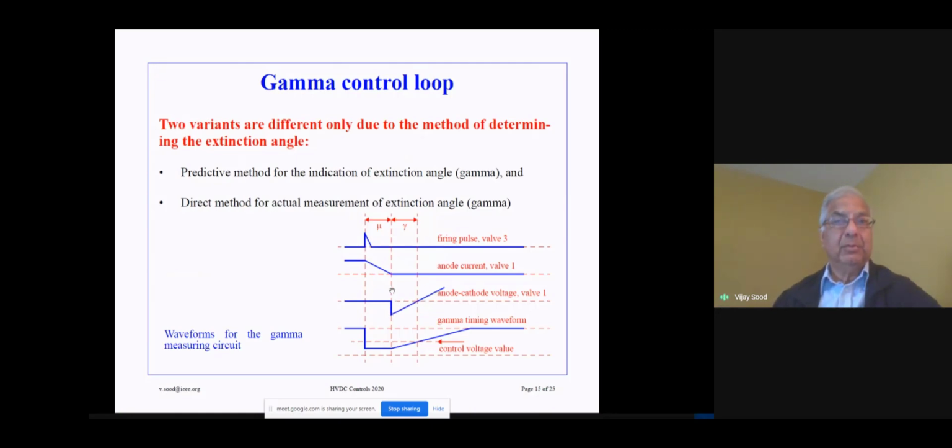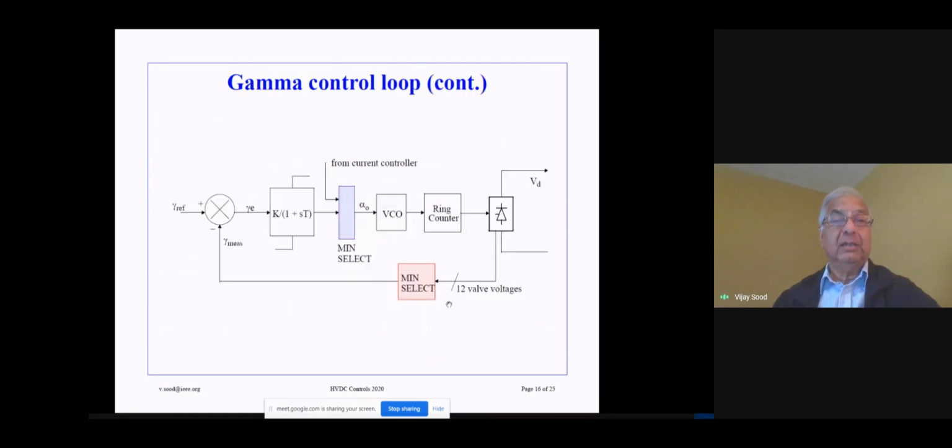So we detect this point, and at this point we initiate a timing signal. And this will now give us an indication for the gamma value that we want to set. So here is the measurement for gamma, the reverse voltage which appears across valve 1. This is the gamma measurement, so we can utilize this gamma measurement in the controllers over here. So this is one of the variations.